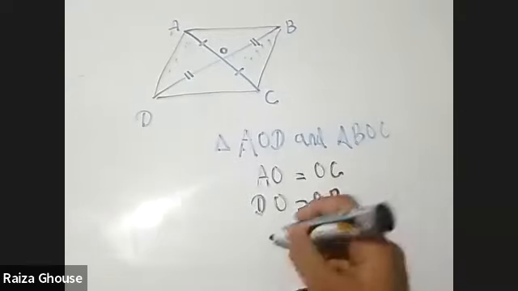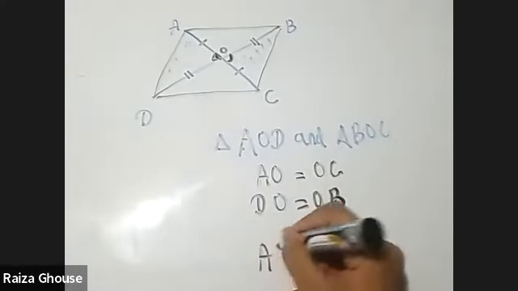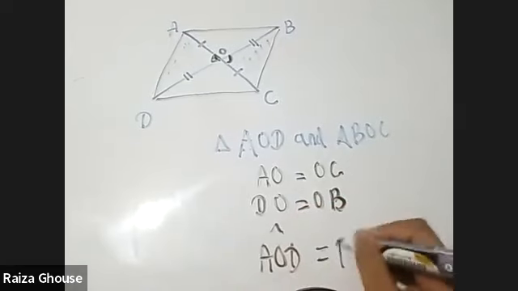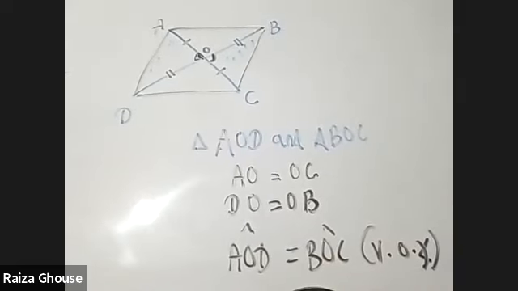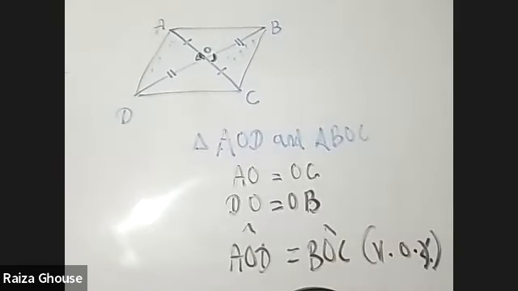Which angle did you take? AOD equal to BOC, vertically opposite angles. Very good. The reason you should write down: AOD angle is equal to BOC angle, vertically opposite angles. That is the reason. Then write down: therefore, triangle AOD is congruent to triangle BOC.